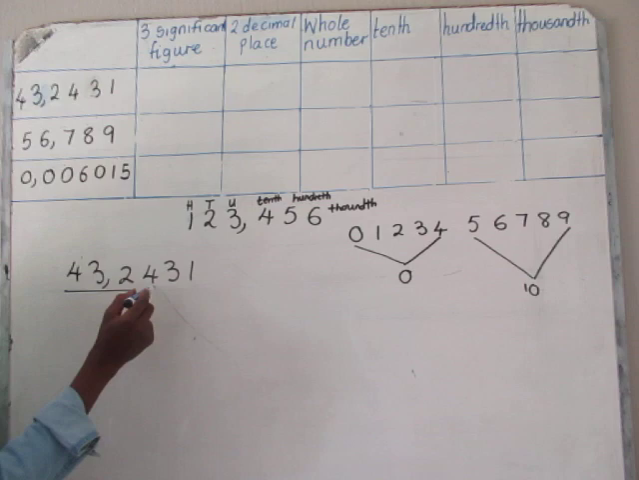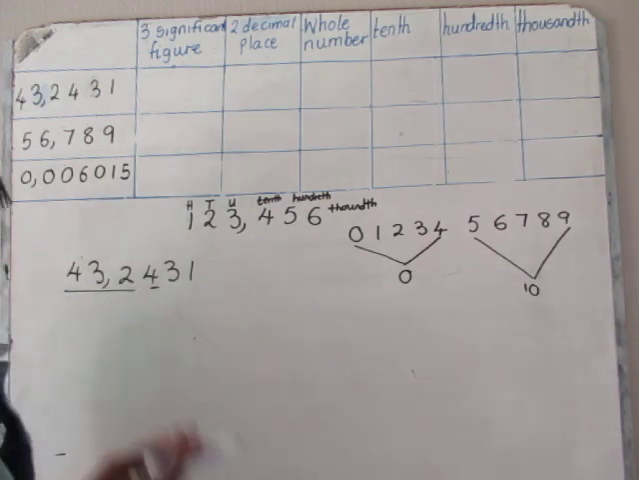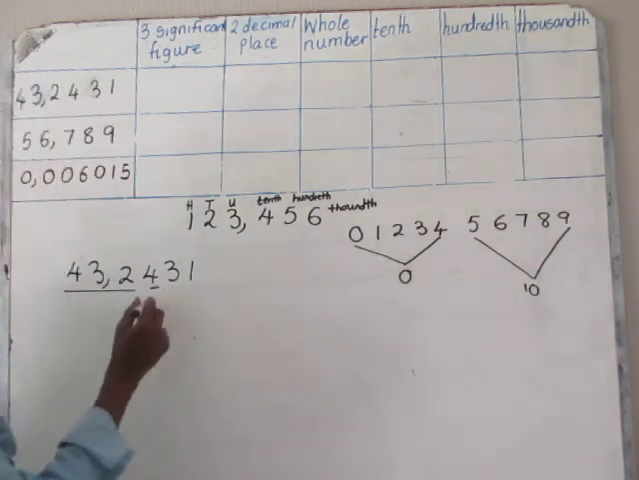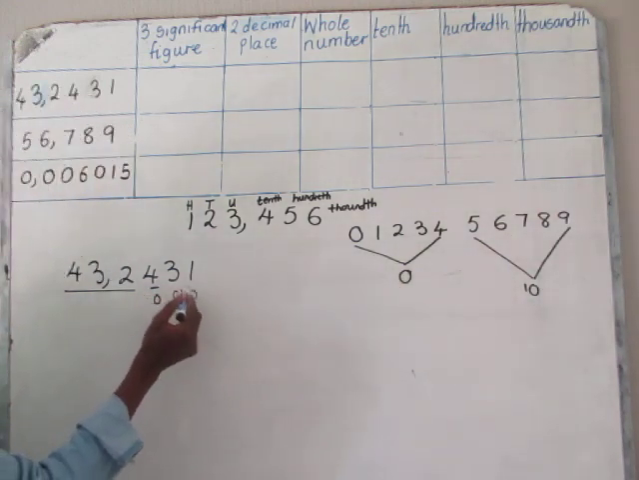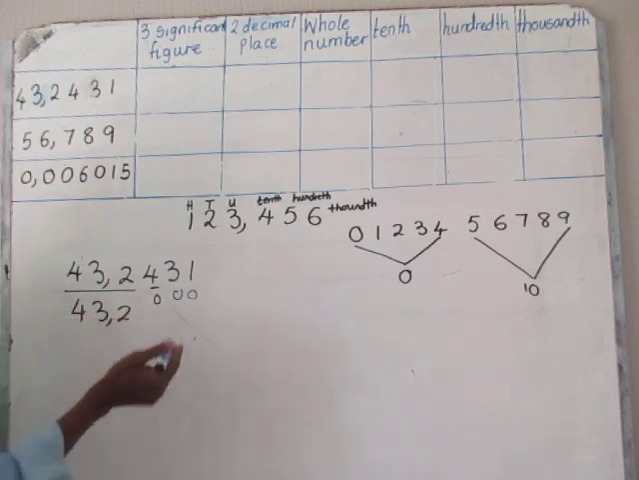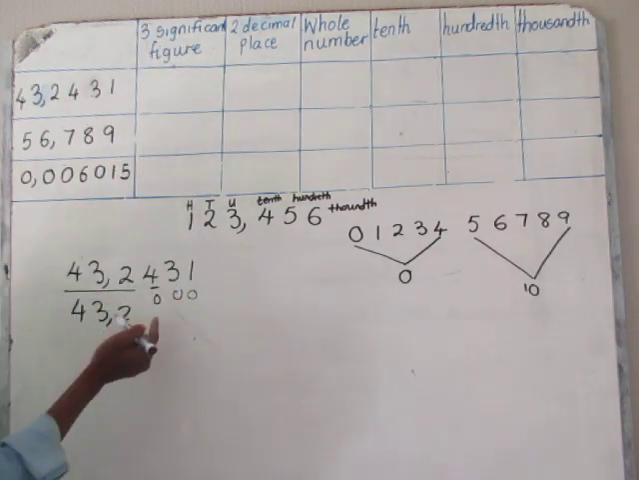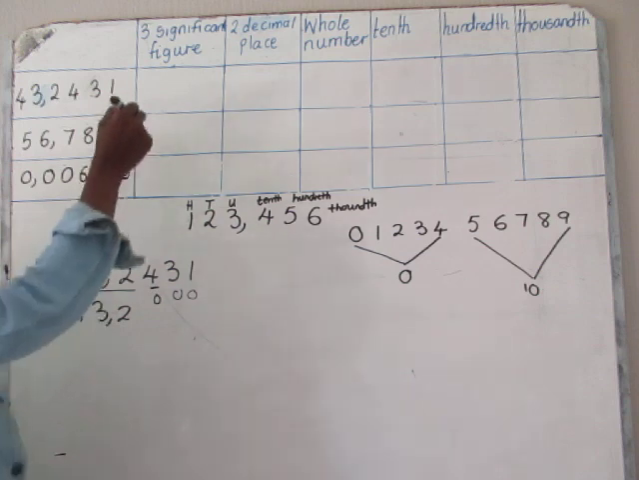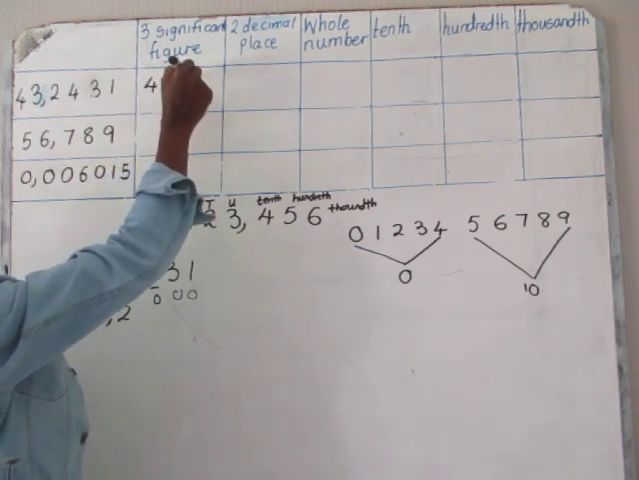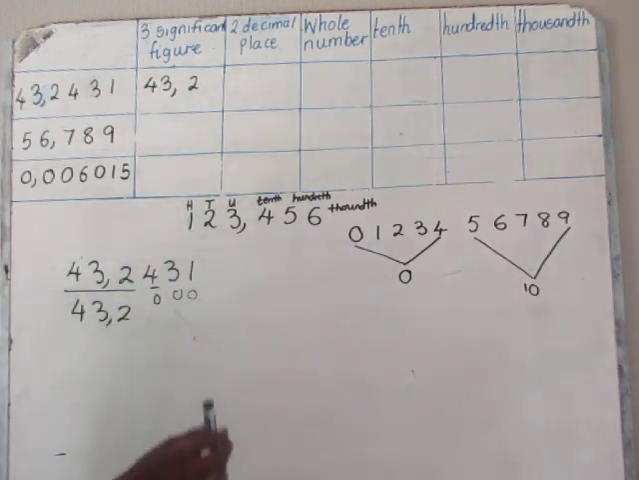So we look at the following number here, which is 4. Will 4 round up or down? We know that 4 rounds down to 0. So the rest is going to be 0, 0, 0, and the digits remain the same, 43.2. We only need three significant figures, so we're not going to write the zeros. So it's going to be 43.2.